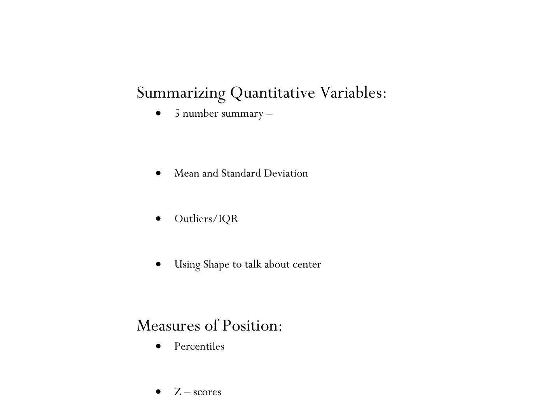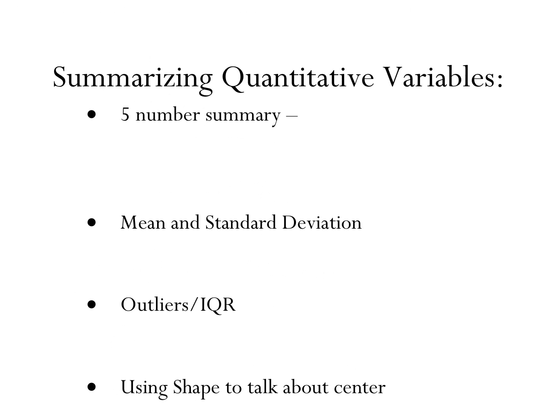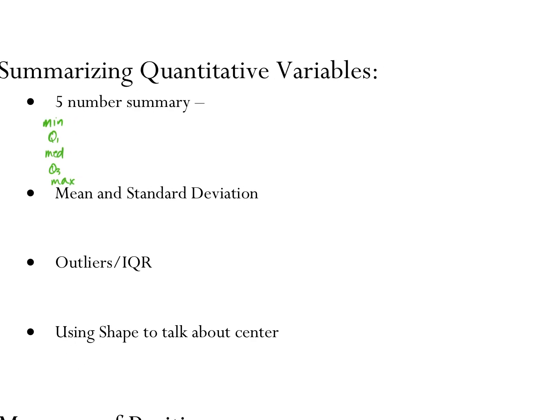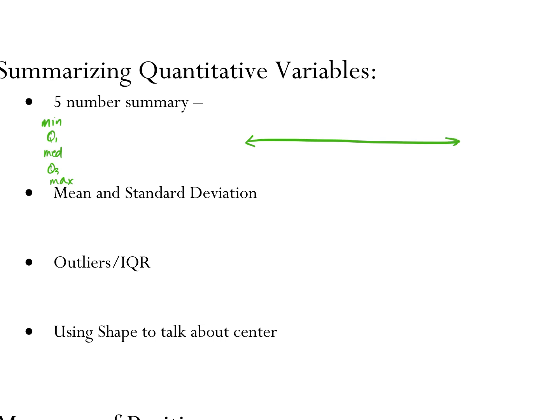Other summaries. The 5-number summary. It includes the min, Q1, the median, Q3, and the max. We have a graph of the 5-number summary. It is a box plot.